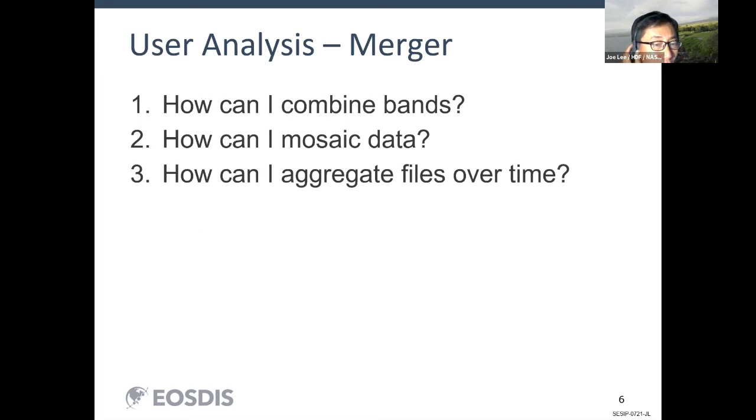The merger type users ask how to combine data or multiple files. So they want to combine several bands in data sets together to create an RGB image. Sometimes they want to tile or mosaic multiple files, and files are spread over the regions of their interest. So big countries like Russia, China, India, their regions are split into multiple HDF files, and people want to merge them together.